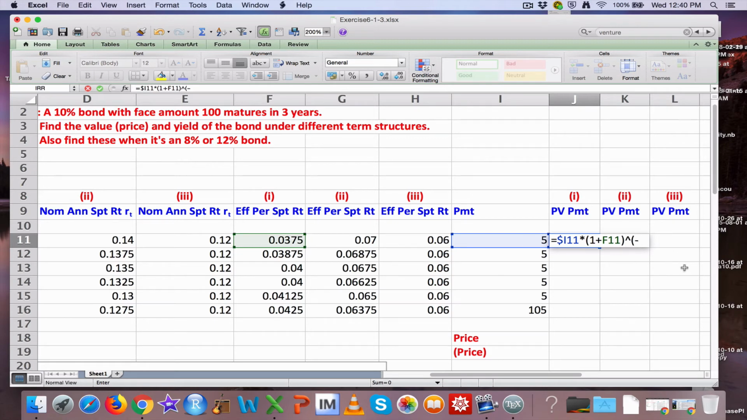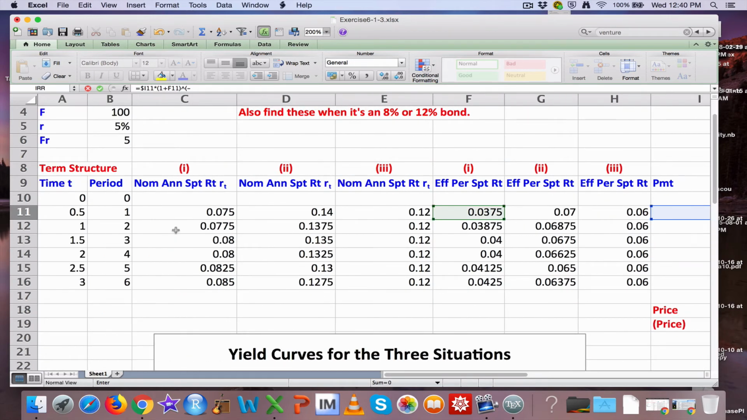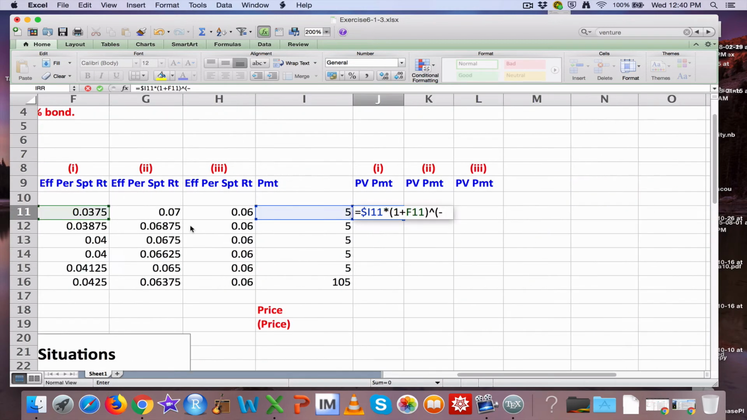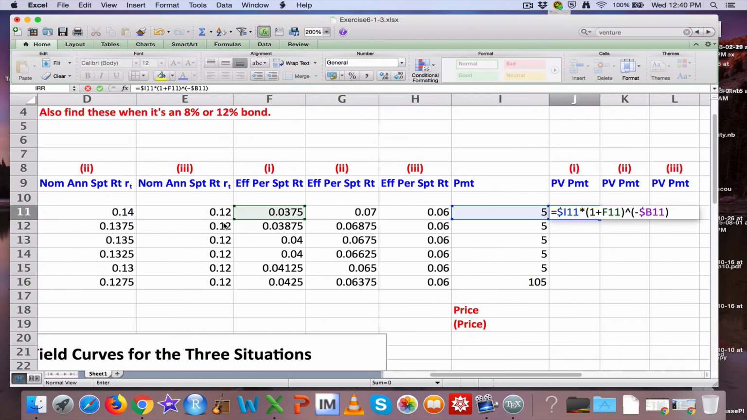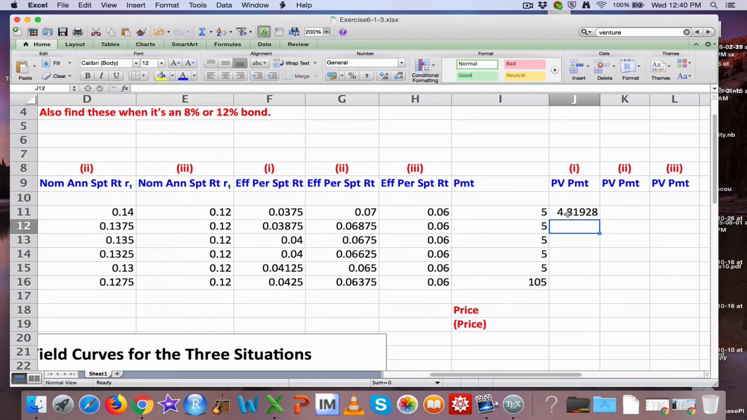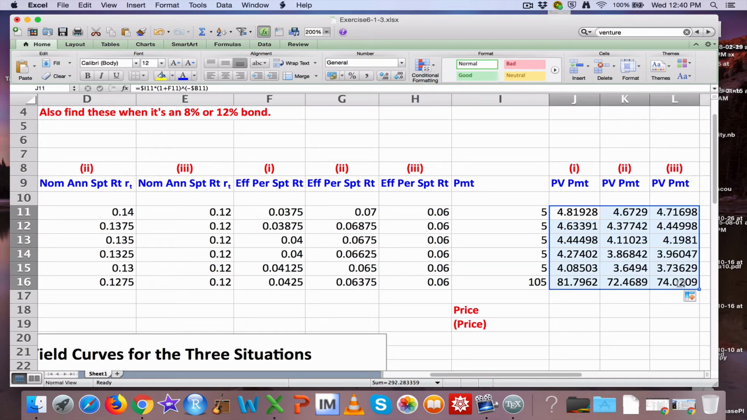What power? To the negative of the number of periods. The periods are in column B. I want that to stay fixed, but I want the 11 to change to a 12, then a 13, etc. So I should use a $B 11. Okay, so that's discounting this first payment to time 0 by multiplying by 1 plus the spot rate to the negative of the number of periods. And that's going to be something that copies and pastes correctly, both downward and to the right.